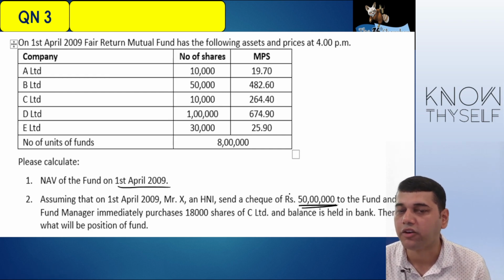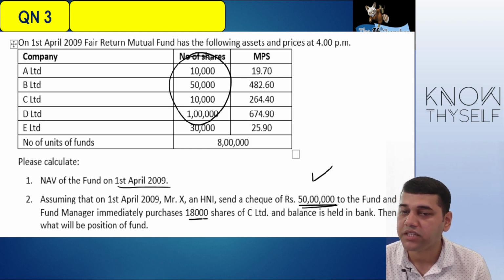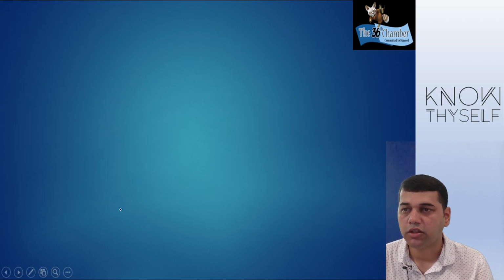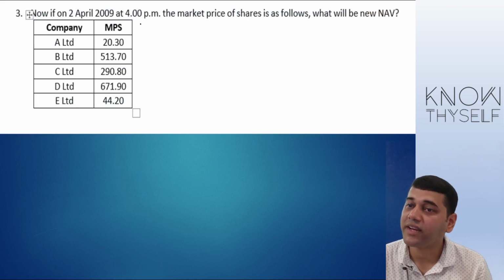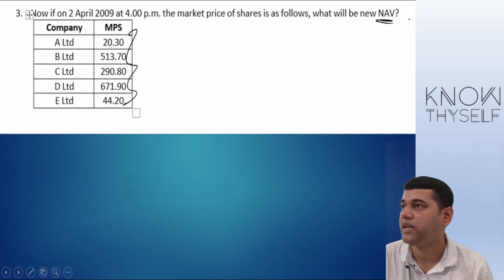Somebody sent a 50 lakh rupees check. What happened? My cash balance increased. This was my initial asset. For my portfolio, cash also came. And the fund manager immediately purchased 18,000 shares of C. And the balance is held in bank. What will be the position of the fund? Now the third question. Now if on 2nd of April, second day, the market prices are all below, what is the new NAV?